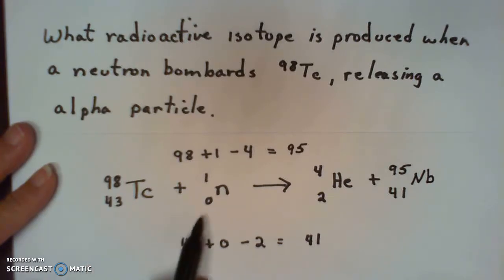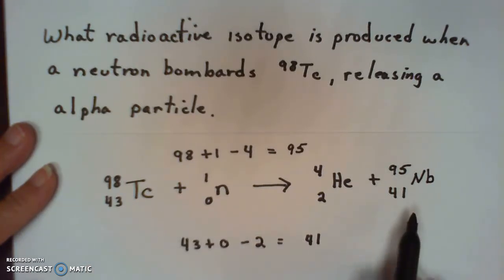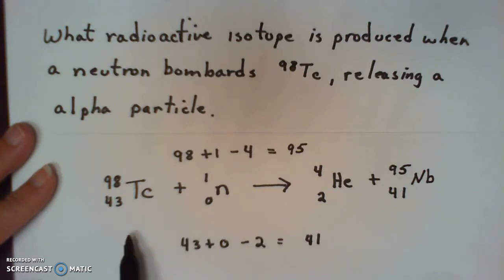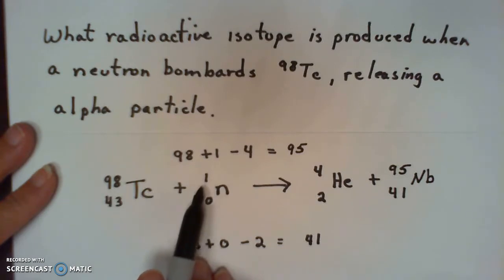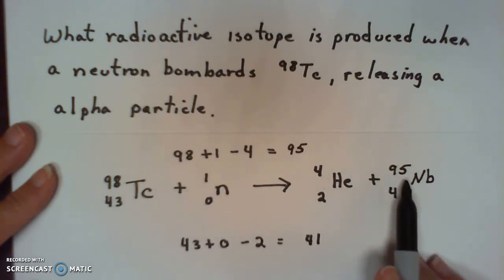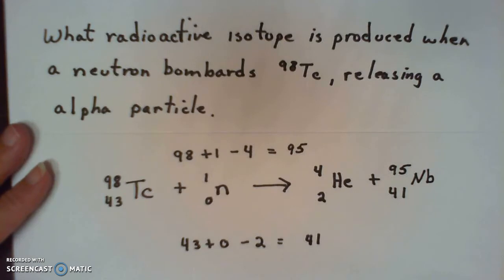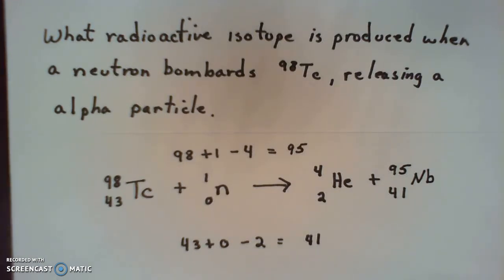This is 43 plus 0, and this is 41 plus 2, which is equal to 43. And this side we've got 98 plus 1 is 99. Over here we've got 95 plus 4 is 99. So we've done our math correctly, and that's the answer.